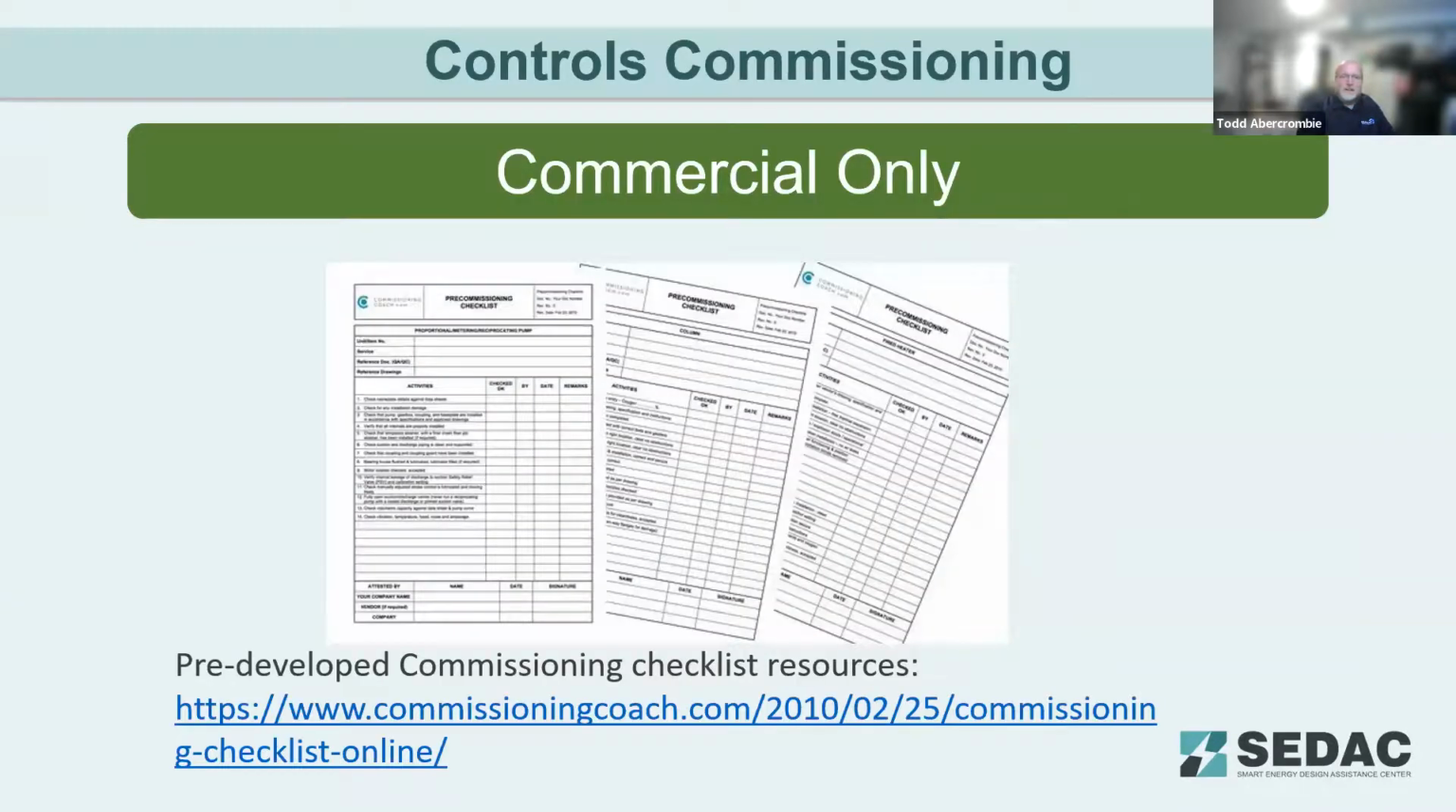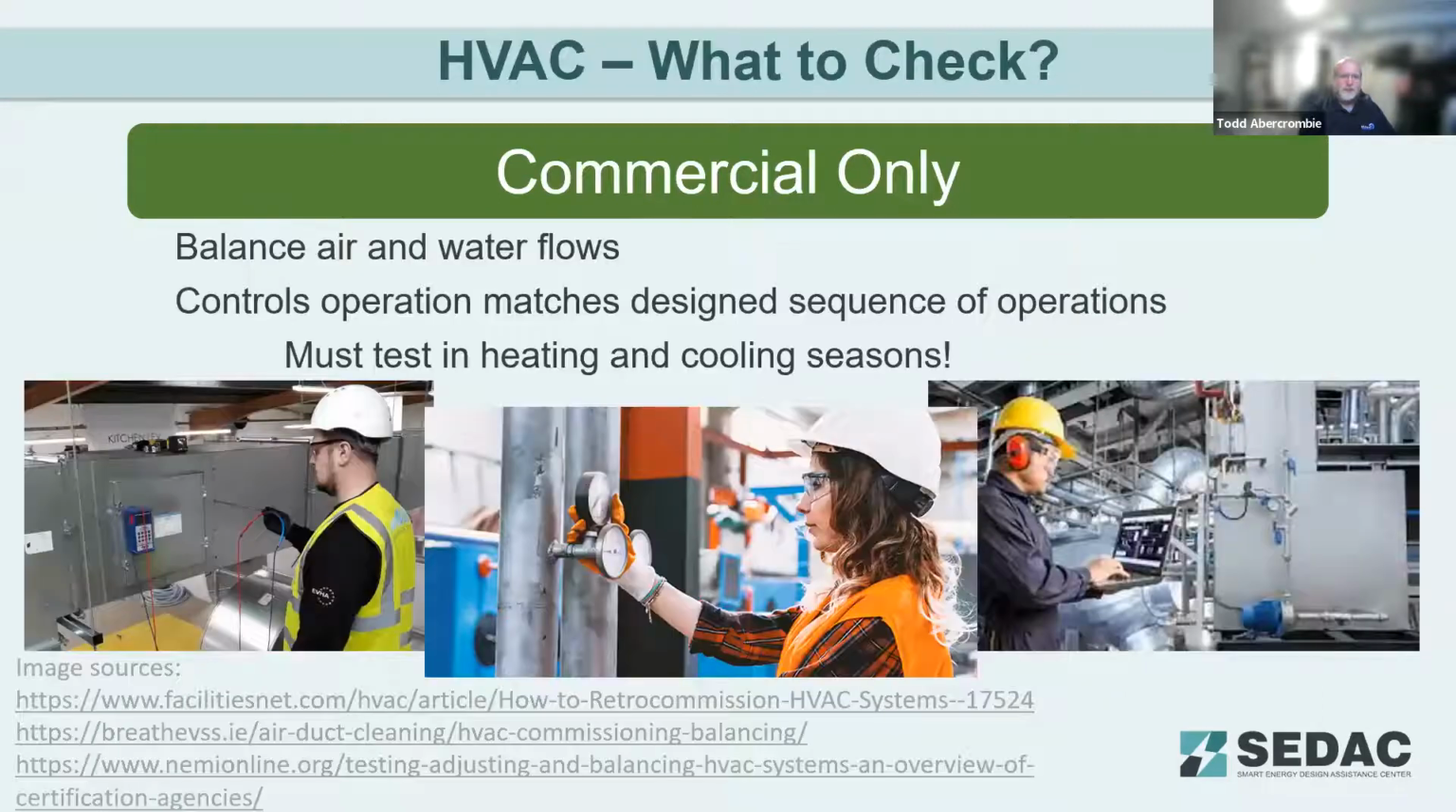Okay. So for controls commissioning, I think Sean mentioned earlier, there are pre-developed commissioning checklists. This is a checklist you can use. There's a good link online there to get some of those for commercial buildings. What are you checking on HVAC for commercial buildings? Well, balancing air and water flows, of course. Control operation matches design sequence of operation, and then you must test in both heating and cooling seasons.